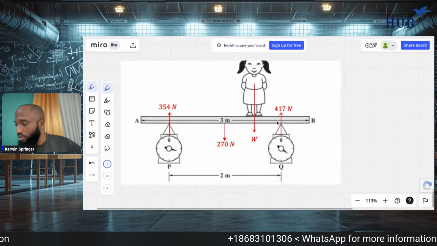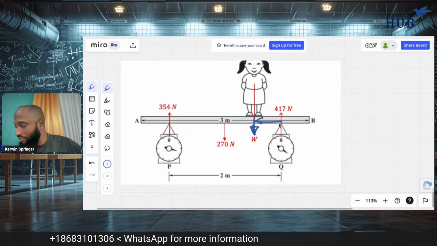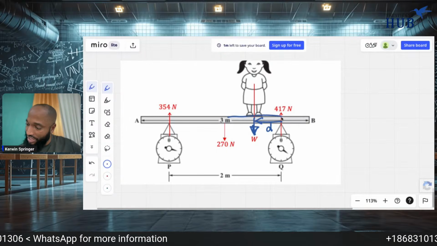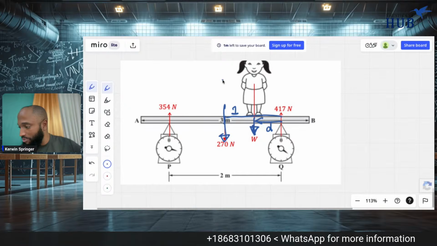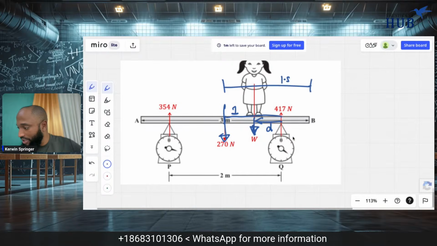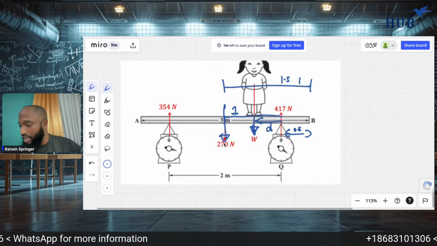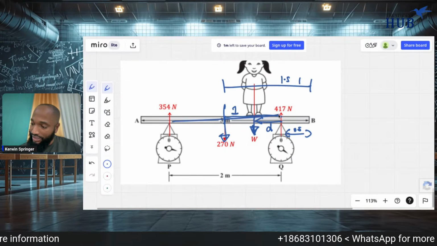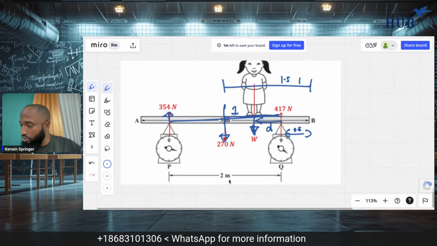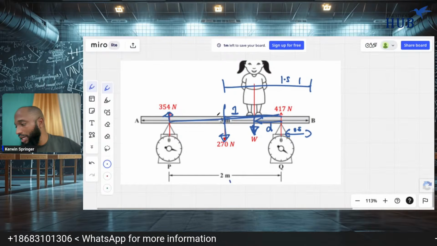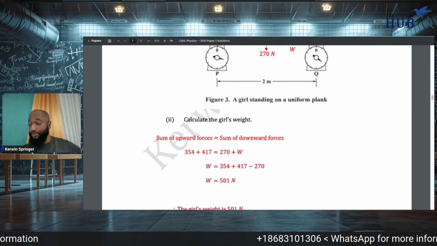I'm like, what, youngster? So we take in moments about here, so this is W times D. Then you have this moment, 270, and this is 1. And the reason we know this is 1 is because it's exactly in the middle here. This distance is 1.5. This distance is 0.5, so we just subtract that 0.5, so we know that is 1. 1 times 270. And then we have this going up like that. So this is 354 times 2. So we just equate that and we solve for D. Everybody comfortable with it now?